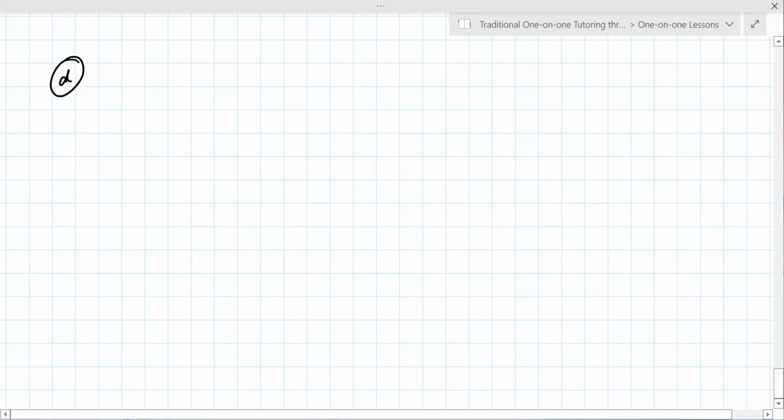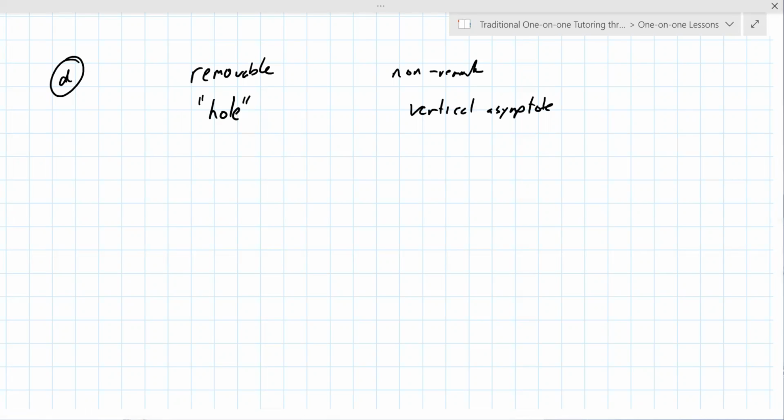Okay, let's look at problem D. It says to create a rational function with a removable and a non-removable discontinuity. So there's only one type of removable discontinuity, a hole. A non-removable one that you care about is a vertical asymptote. The more traditional way of learning this is I give you problems with vertical asymptotes, I give you problems with holes, and then I mix them together and you get a problem with both. And for some reason they're mixing them together in one problem here.